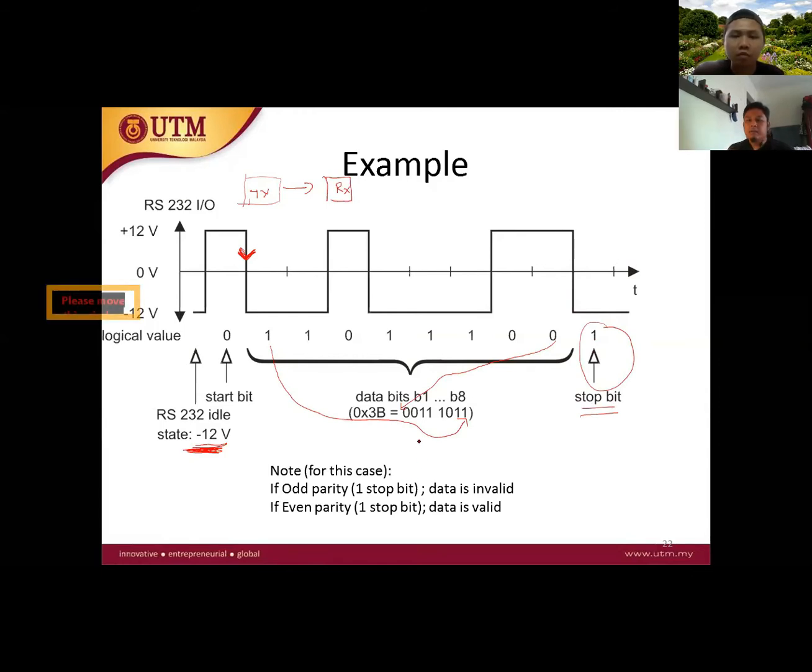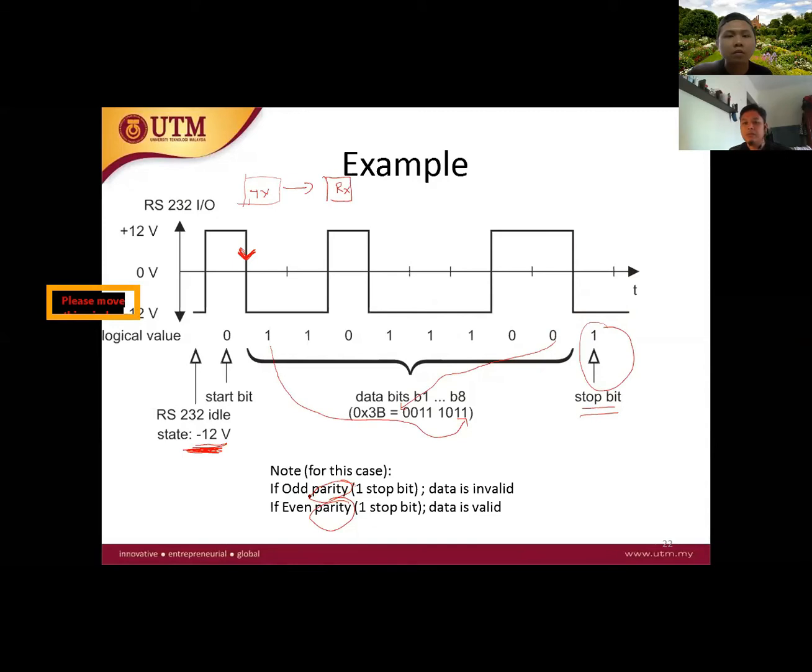And there is another important concept called parity. We will discuss parity in detail. So what does parity mean? Parity is a way to check errors on the transmission line. In this example, the parity bit is not specified on the data set. It usually comes after the data bits, but in this case, it's not specified.